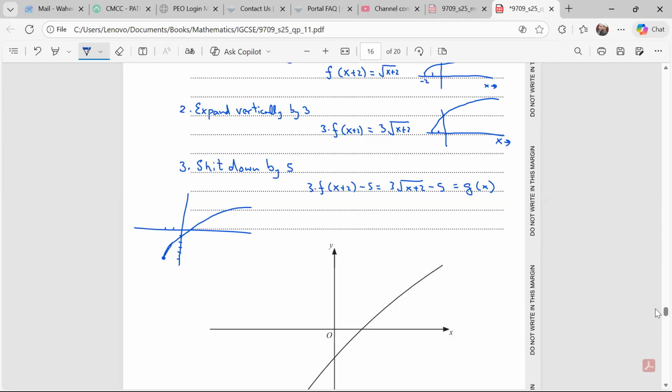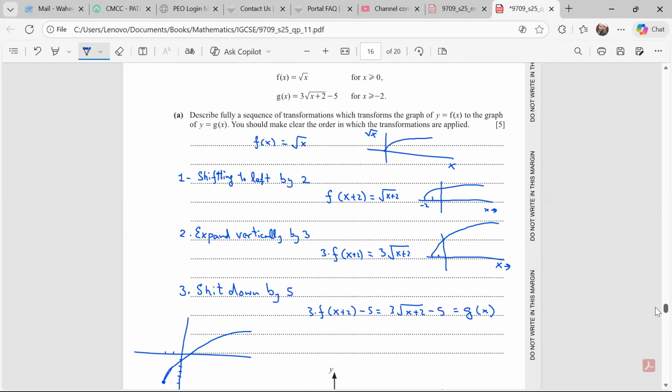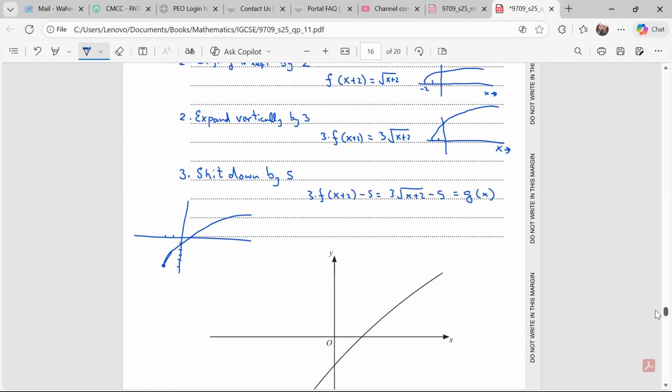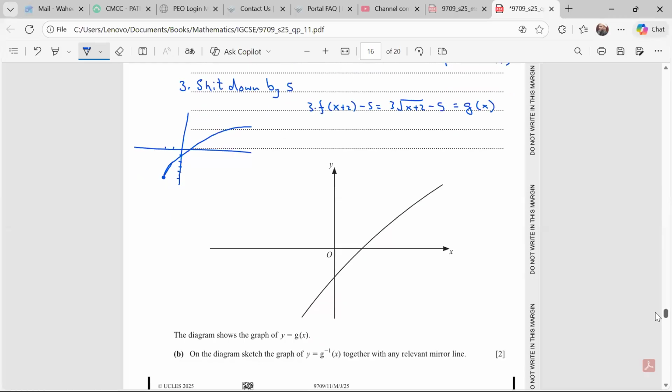I hope you understand what I'm doing. In the first part, you should make clear the order in which the transformations are applied. Okay, I think we finished part A. You can see that the sketch of this new function g of x is something like this. So this is g of x.